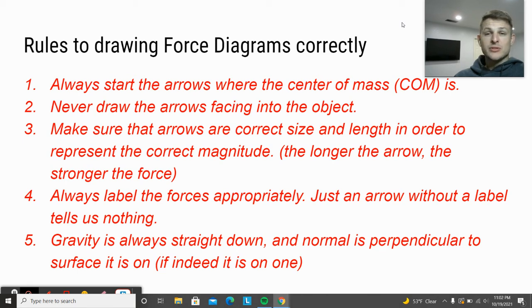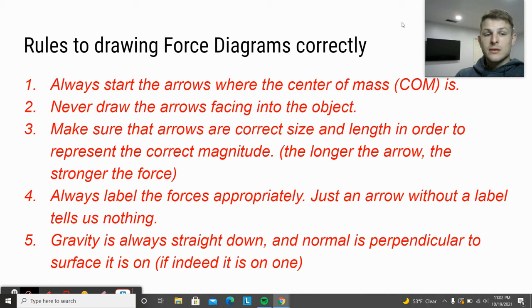So if it's applied force from the left and it's being pushed to the right, so I'm pushing on a box from one side and it's moving to the other, I still want the arrow on the other side facing outward. Okay, so make sure that the arrows are the correct size and length in order to correctly represent the magnitude. Okay, the longer the arrow, the stronger the force.